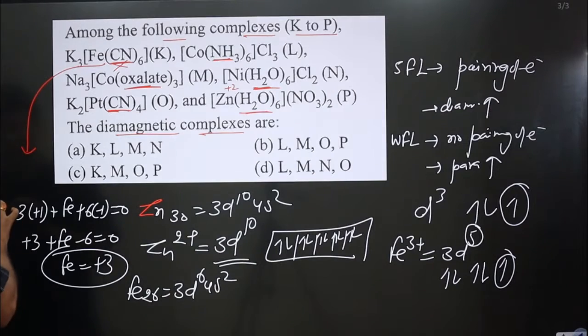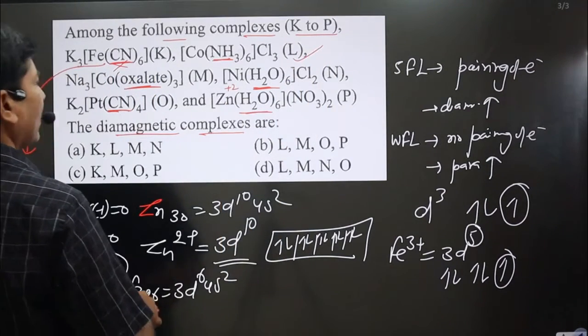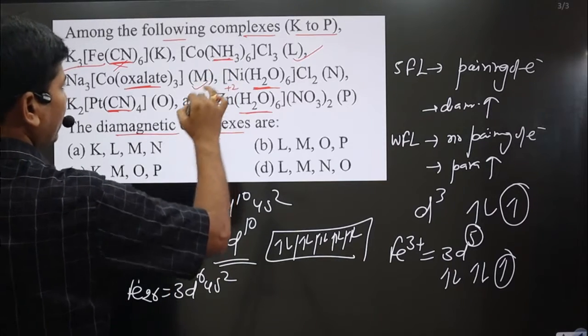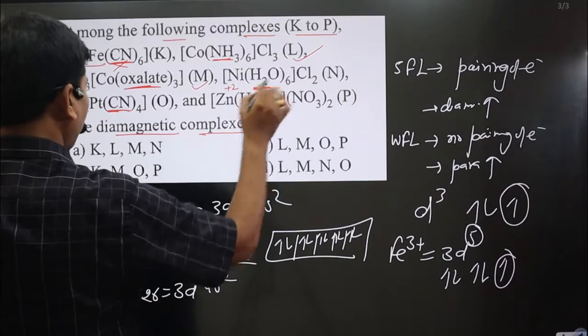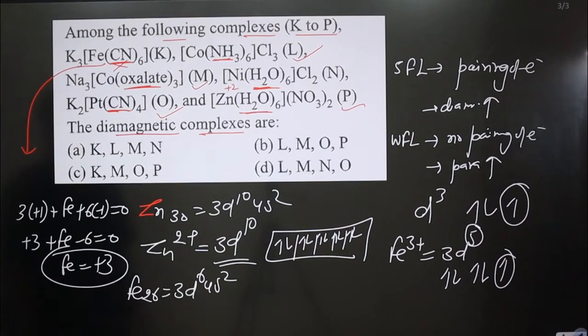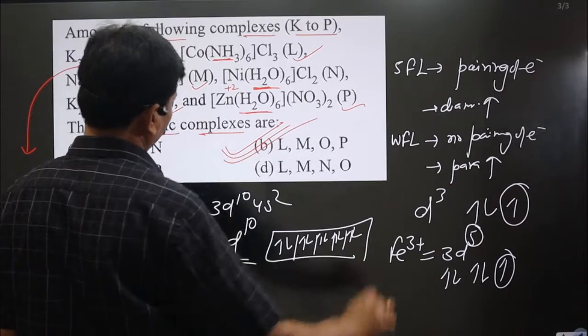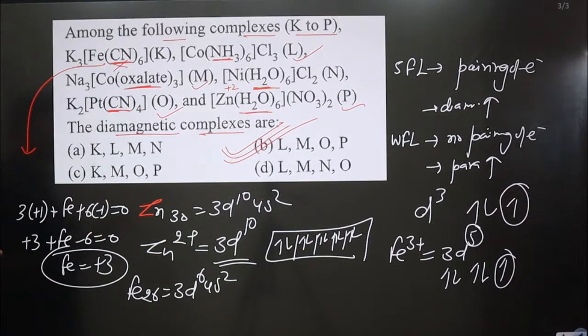So we have L, and then M, we don't have N, O is there, and P is there. L, M, O, P. You can see option B is correct. Option B is correct. Very interesting question.